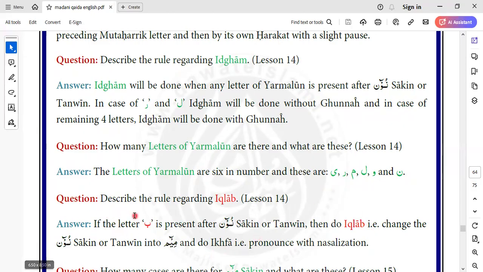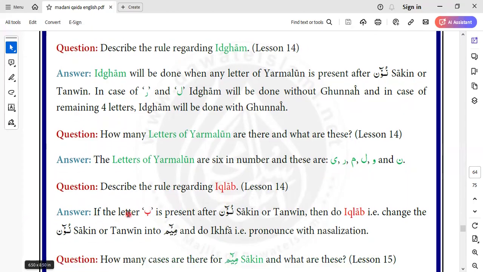Question. Describe the rule regarding iklab. Answer. If the letter ba is present after noon sakin or tanween, then do iklab. That is, change the noon sakin or tanween into meem and do ikhfa, that is, pronounce it with nasalization.